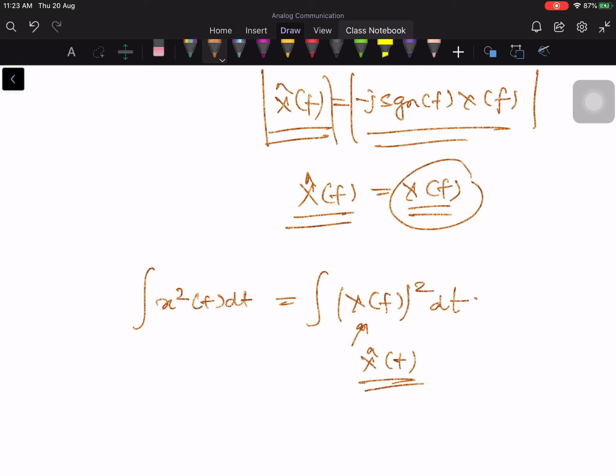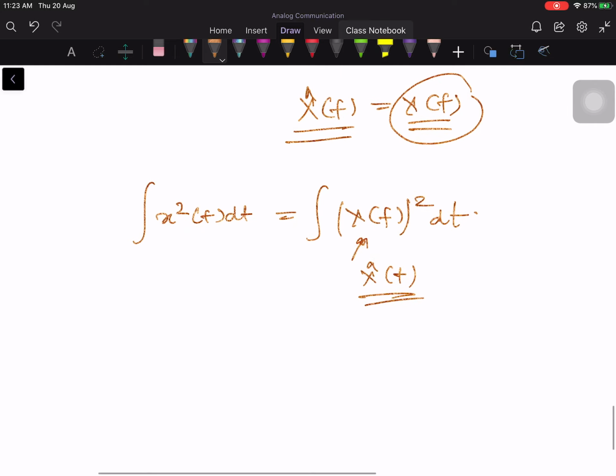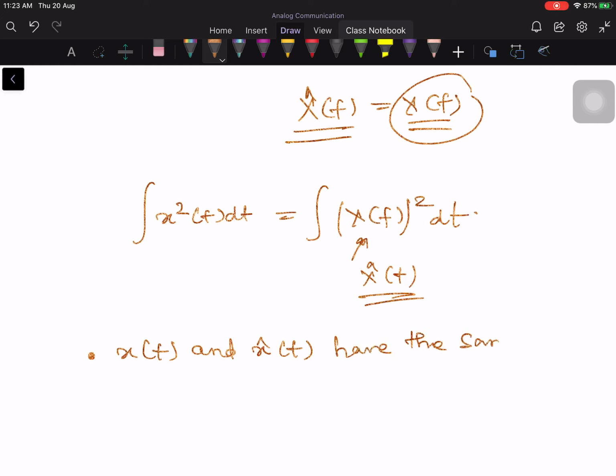Similarly, if x of t was a power signal rather than an energy signal, you could again check that power will remain the same both in the normal domain and the Hilbert transform domain. Okay, so the important point is, x of t and its Hilbert transform x hat of t have the same power or energy.